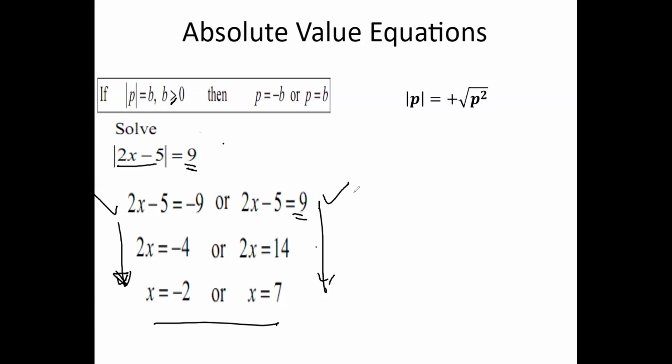Once you get the idea that if the modulus of this expression is equal to 9, then the expression is either equal to minus 9, because if the expression is equal to minus 9, the modulus of that is 9, or the expression is equal to positive 9, so the modulus is also going to be 9. That's why we put the expression in the modulus sign equal to minus 9 or equal to 9 itself. We take those two and solve them, and you get two solutions: minus 2 and 7. So that should clarify that.